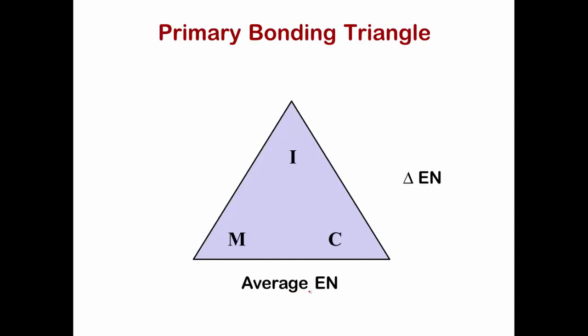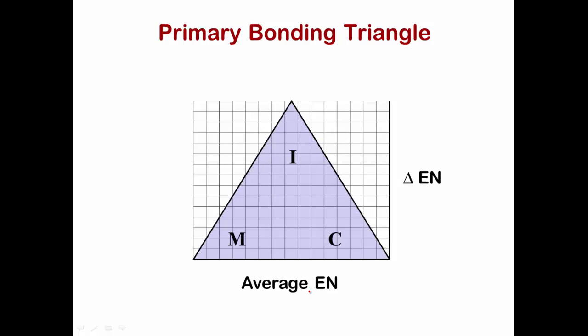For an even more general look at all of the different types of bonding and the mixed bonding characteristics they can have, material scientists sometimes talk in terms of a primary bonding triangle. Here we can actually make a graph with average electronegativity on one axis and difference in electronegativity on the other axis, and create a graph, if you will, using this triangle of ionic, covalent, and metallic bonding.